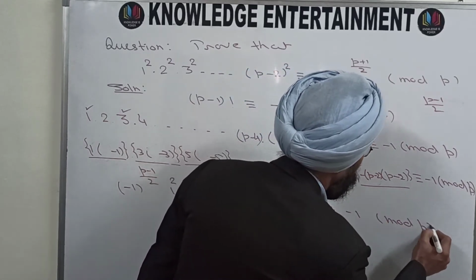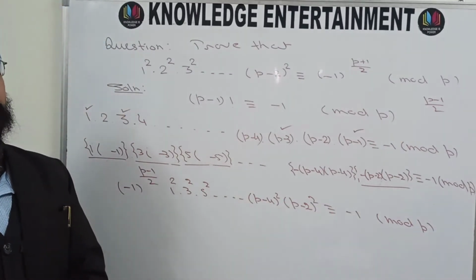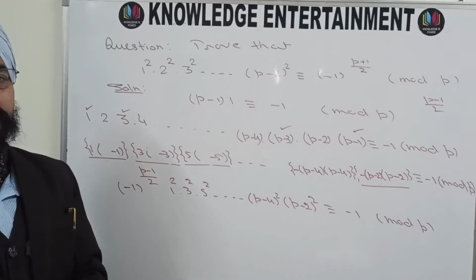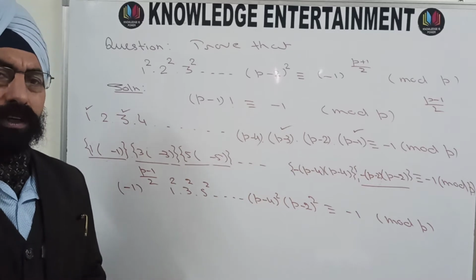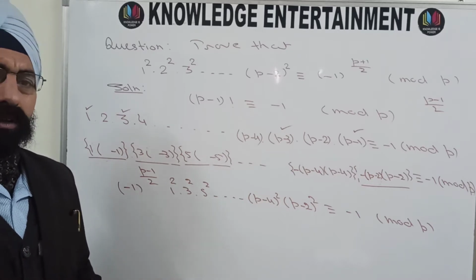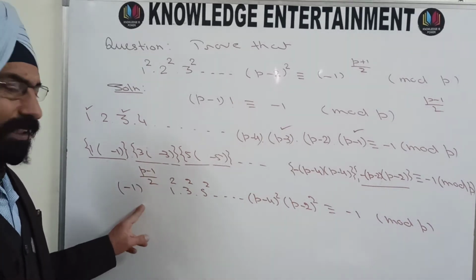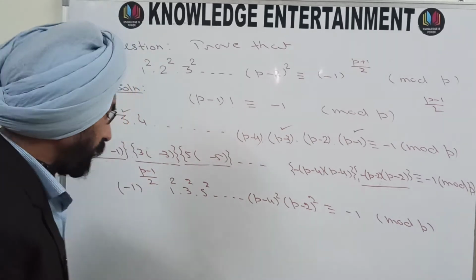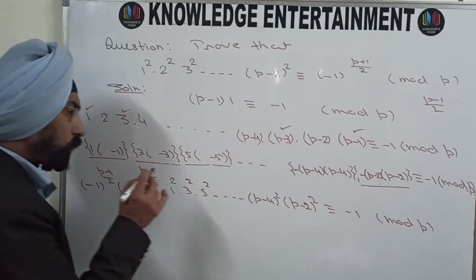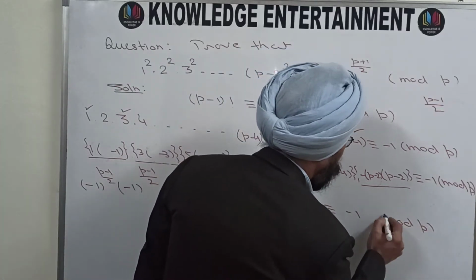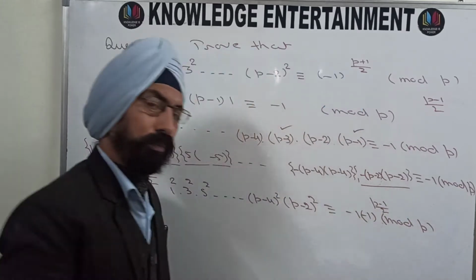Now we know that this is a linear congruence equation, and if a is congruent to b modulo P, then a and b both can be multiplied by any constant, and the congruence will remain valid. So this minus 1 raised to the power (P minus 1) by 2, with this term I am going to multiply both sides of this linear congruence equation. So I am going to multiply the left side by minus 1 raised to the power (P minus 1) by 2, and the right hand side of this linear congruence equation again I am going to multiply with minus 1 raised to the power (P minus 1) by 2.